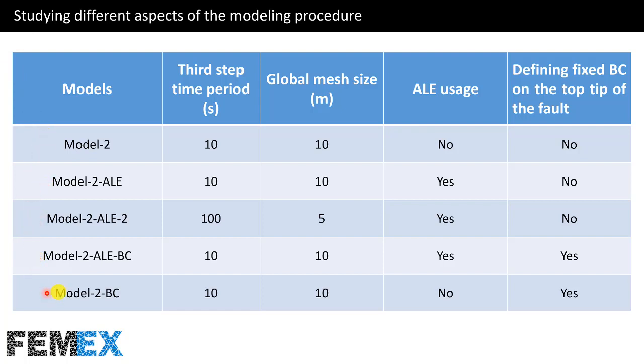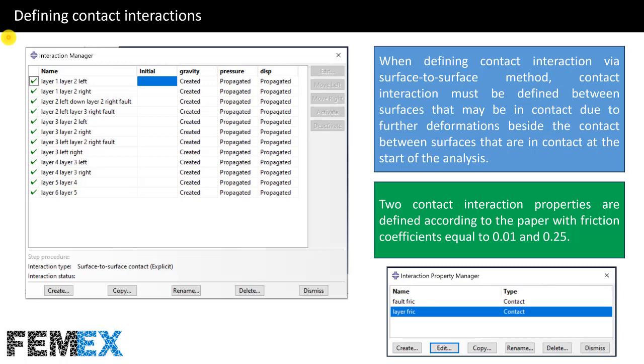and they are different in third step time period, global mesh size, ALE usage, and defining fixed BC on the top tip of the fault. For example, in the third model, the time period of the third step is 100 seconds and its global mesh size is 5 meters. Now I'm gonna talk about defining contact interactions.